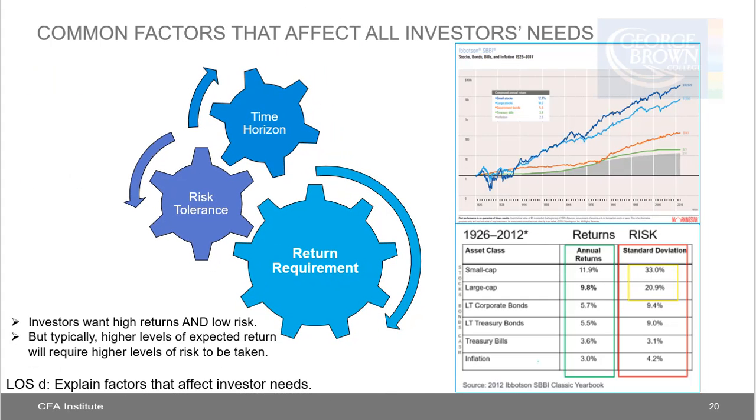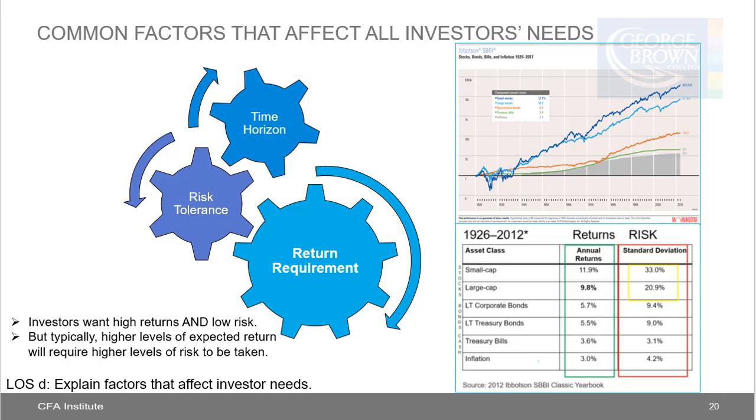Now we're moving on to learning outcome statement D, which is explain factors that affect investors' needs. So we're going to look at some common factors that affect all investors' needs, okay? Each investor, individual or institutional, has different investment objectives related to varied circumstances, attitudes, and constraints. Key factors to consider that are common to each investor, but that will vary by investor, will include time horizon, return requirement, and risk tolerance.